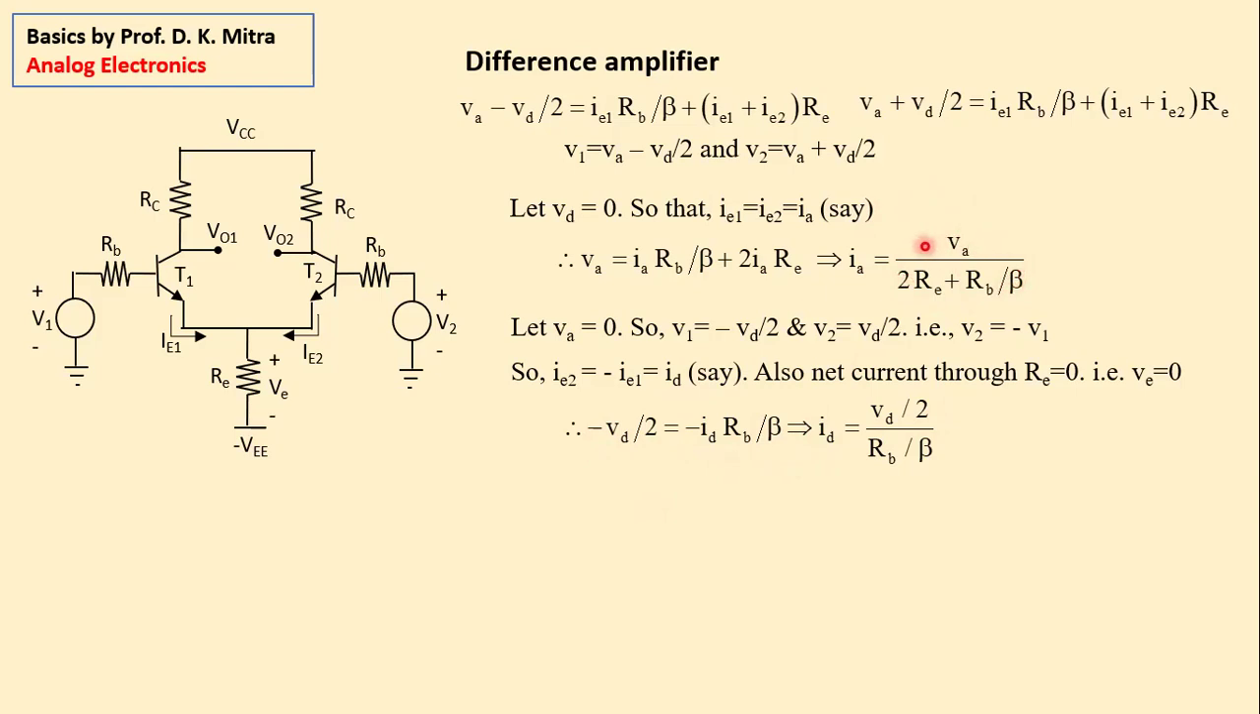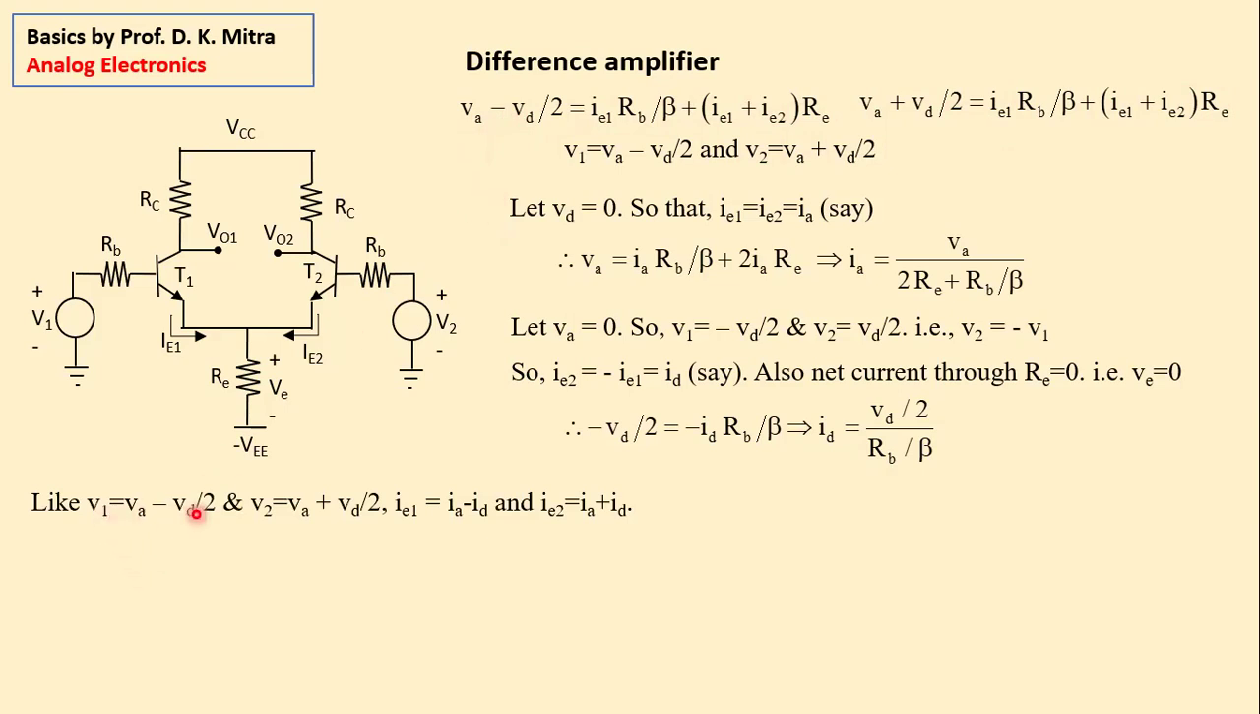IA is the emitter current when VD equals 0, and ID is the equal and opposite emitter current when VA equals 0. That means we have found two different relations to solve this equation. And obviously, then we can use the superposition theorem.